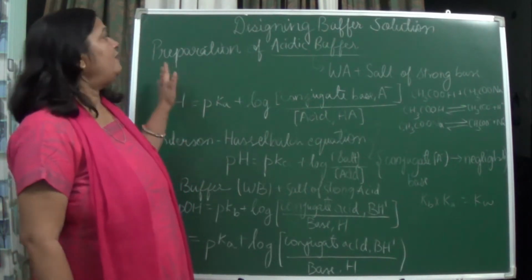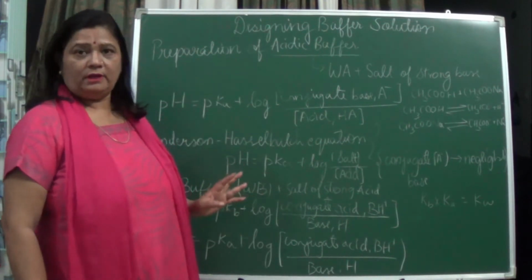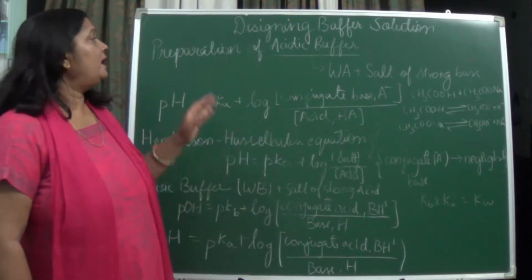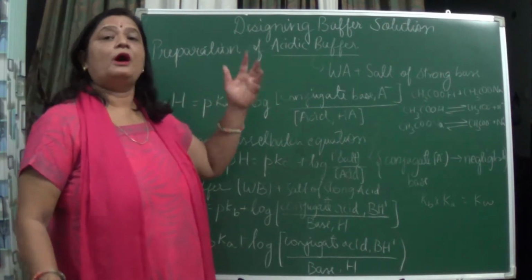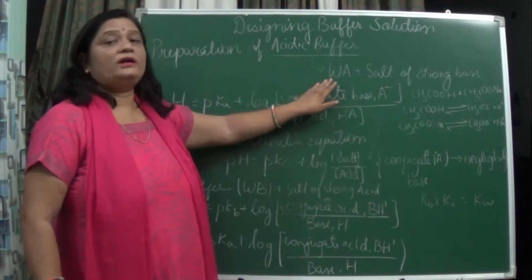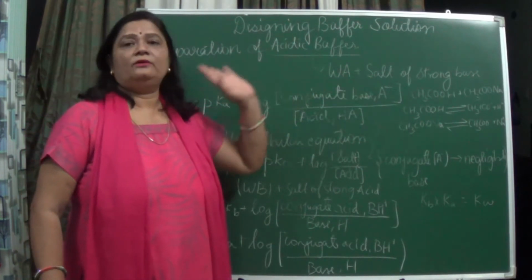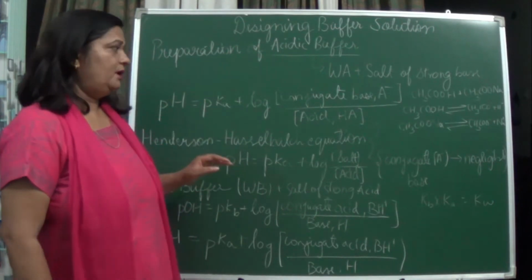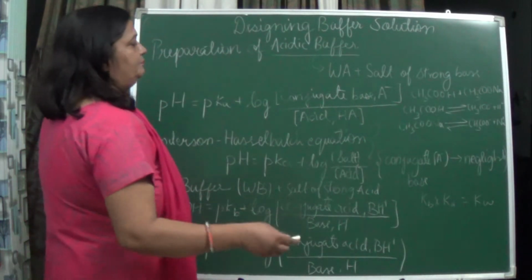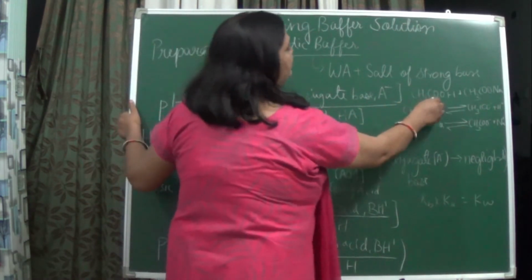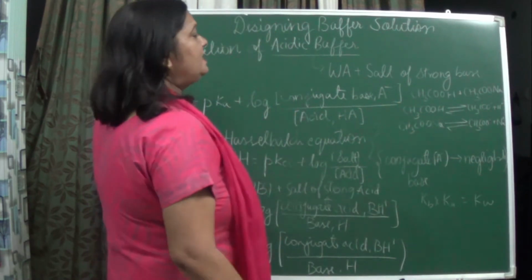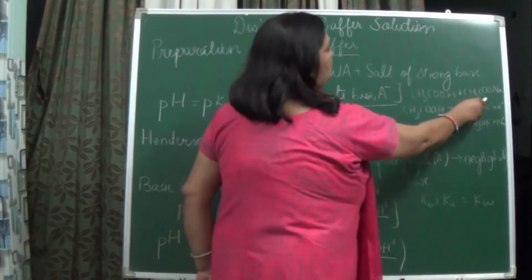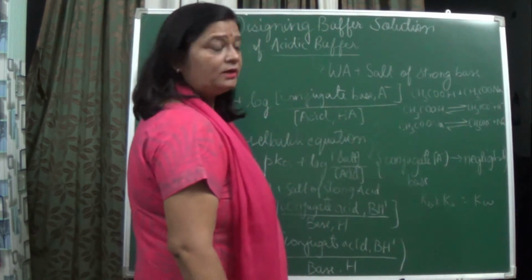So how can we prepare an acidic buffer? First we are going to see that. When we are preparing an acid buffer, we take a weak acid and a salt of a strong base, and we can prepare an acidic buffer. For example, CH3COOH is a weak acid, and CH3COONa is a strong base salt, isn't it?